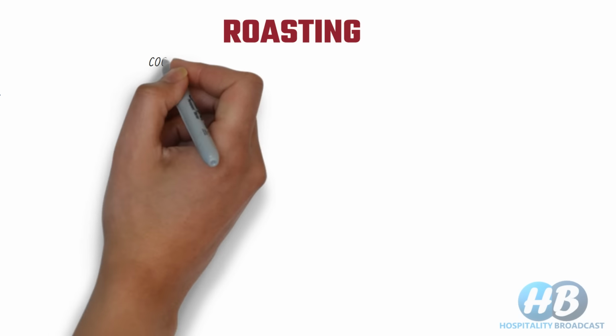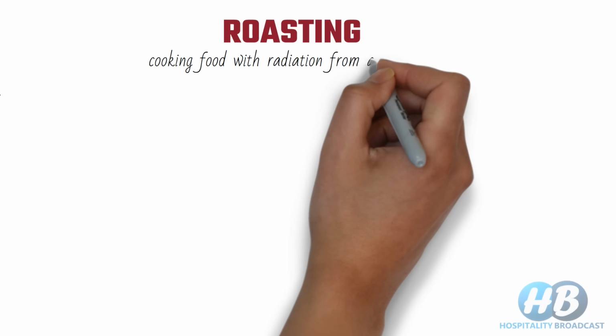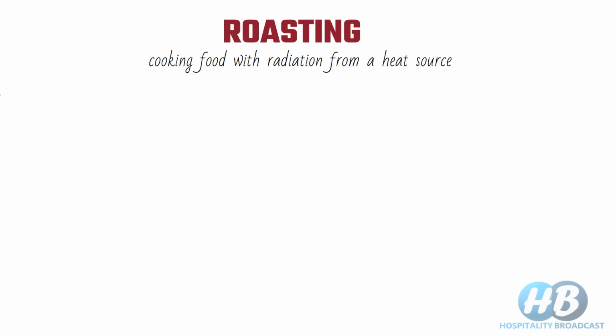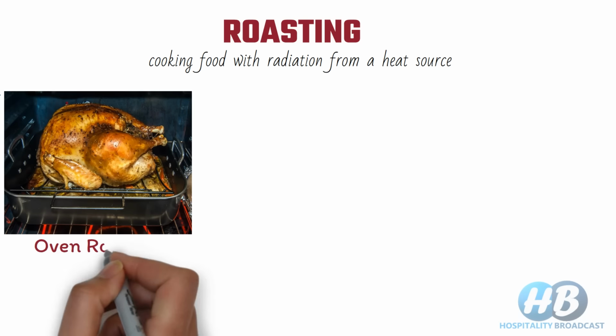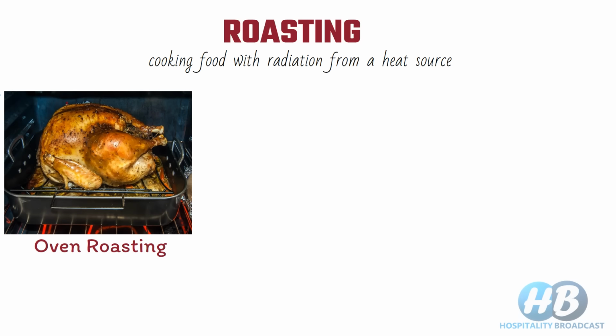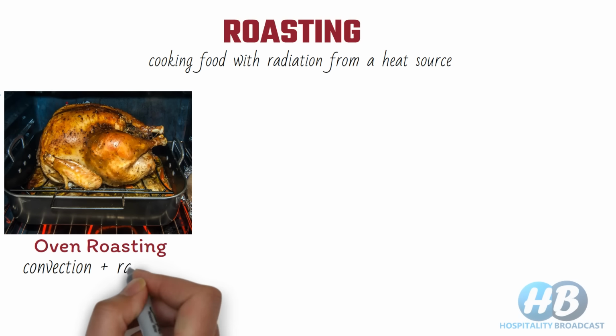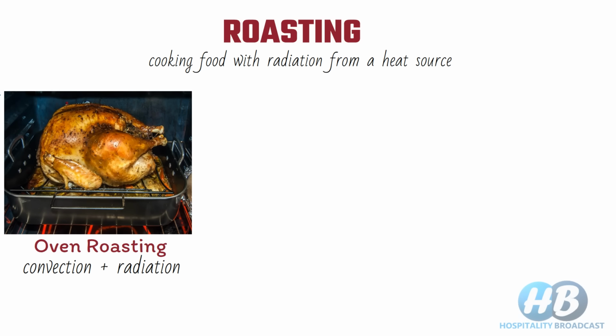Roasting refers to cooking food with radiation from a heat source such as open fire or spit. Additionally, now we can also opt for oven roasting, which is a combination of convection and radiation. For more details on heat transfer, watch the video on different methods of heat transfer.